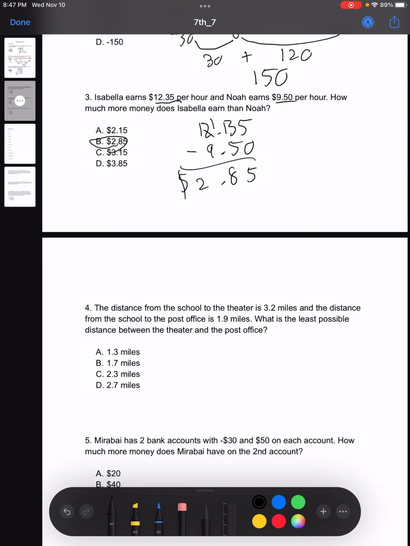Moving on to number 4. The distance from the school to the theater is 3.2 miles, and the distance from the school to the post office is 1.9 miles. What is the least possible distance between the theater and the post office? Well, again, another simple subtraction problem. We can just subtract the two distances to find the least possible distance between the theater and the post office. Doing that, we get 1.3 miles, so A would be our answer.